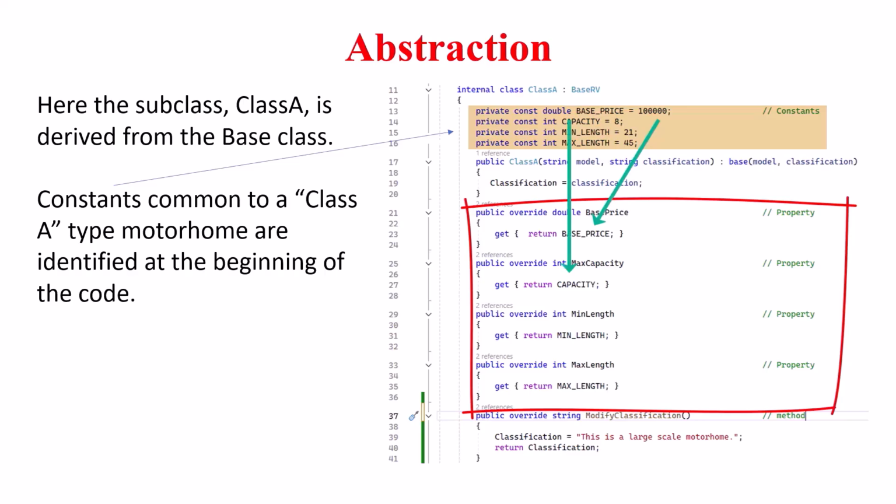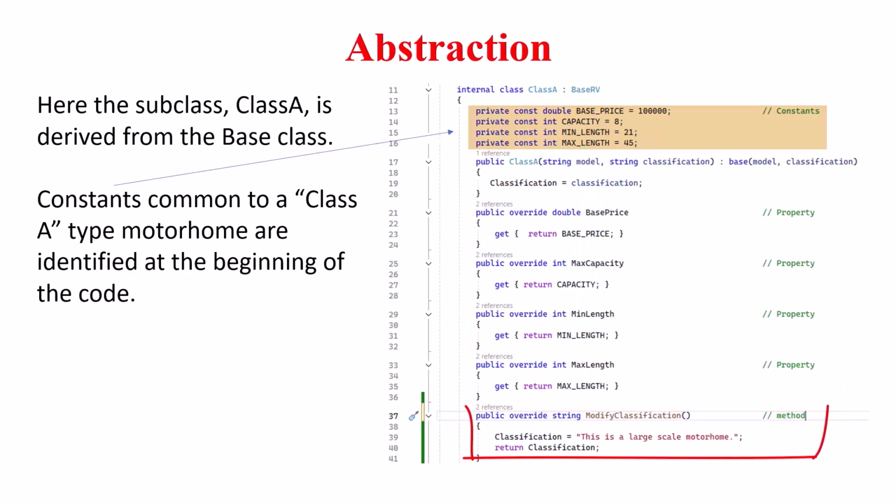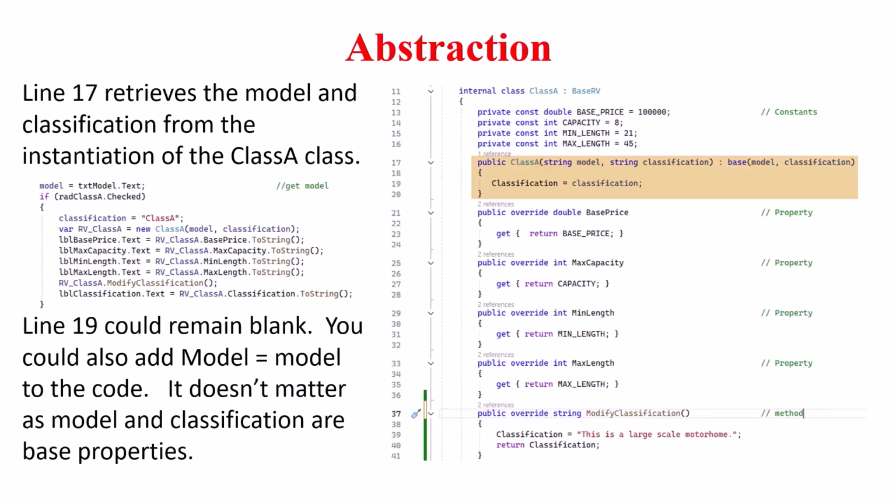You can see that it's the same thing with max capacity, min length, max length. And then we have a proper override of modify classification. And we have classification. This is a large scale motorhome. We're actually overriding the classification done in the constructor up on top. And we'll be doing it differently for each one of the classes we create, the Class A, the Class B, and the Class C motorhomes.